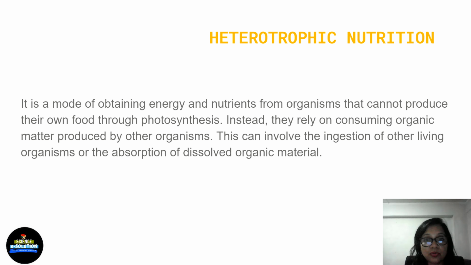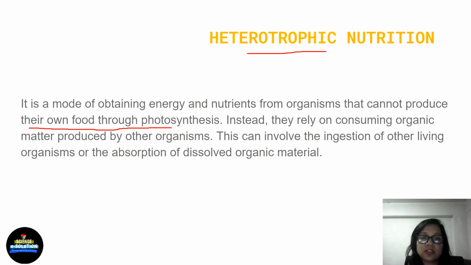So the second type of nutrition is heterotrophic nutrition. Autotrophic nutrition is a type of nutrition in which they prepare their own food, and heterotrophic nutrition is a mode of obtaining energy and nutrition from organisms that cannot produce their own food. So here the organisms cannot produce their own food. This is the major difference which has also been asked sometime.